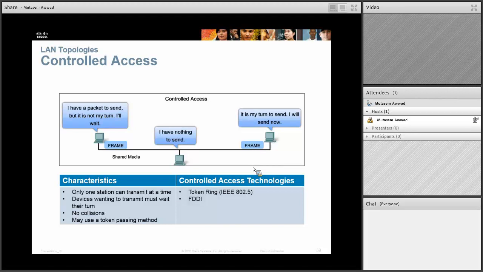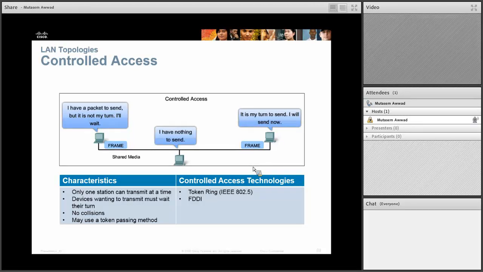The frames go around the ring, and everybody on the ring watches the frame to see if it's for them or not. If it's for you, by looking at the destination MAC address, you bring it in. If it's not for you, you just ignore it. Now, after 7 seconds, even if you did not finish transmitting your data, you have to pass that token to the device next to you.